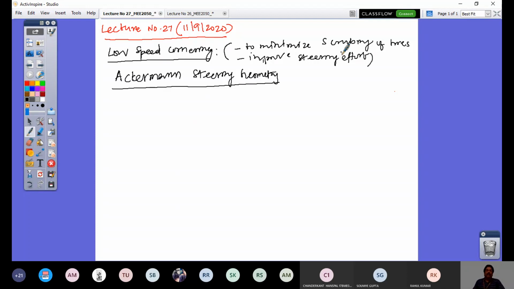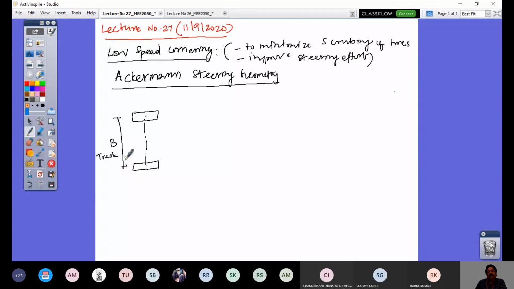So for that, let me look at what this Ackermann steering geometry is. First, let me define that. For which I am going to look at the vehicle top view, and I am not going to look at the body, only the axles. So these are the two rear wheels with the axle. And this distance is called the track B. This is called the track.